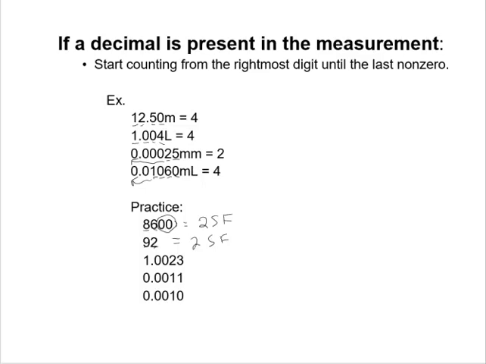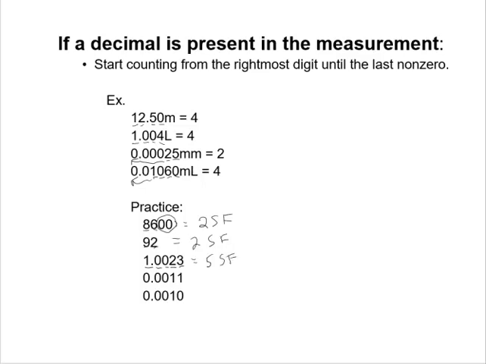1.0023. Again, since you have a decimal, you're going to work right to left. 3, 2, 0, 0. The zeros are in between non-zero numbers, so they're going to be significant. Plus that 1 is going to be significant. You're going to have 5 significant figures.